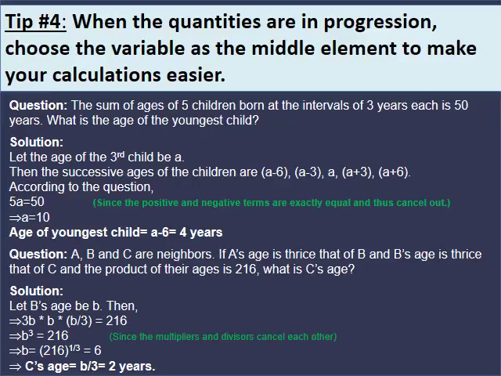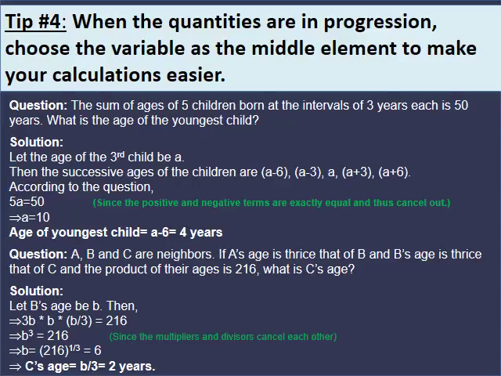Here's the solution. Let the age of the third child be A. Then the successive ages of the children are A - 6, A - 3, A, A + 3, A + 6. According to the question, 5A is equal to 50. Since the positive and negative terms are exactly equal and thus cancel out, we get A is equal to 10. Thus the age of the youngest child is equal to A - 6, which is equal to 4 years.